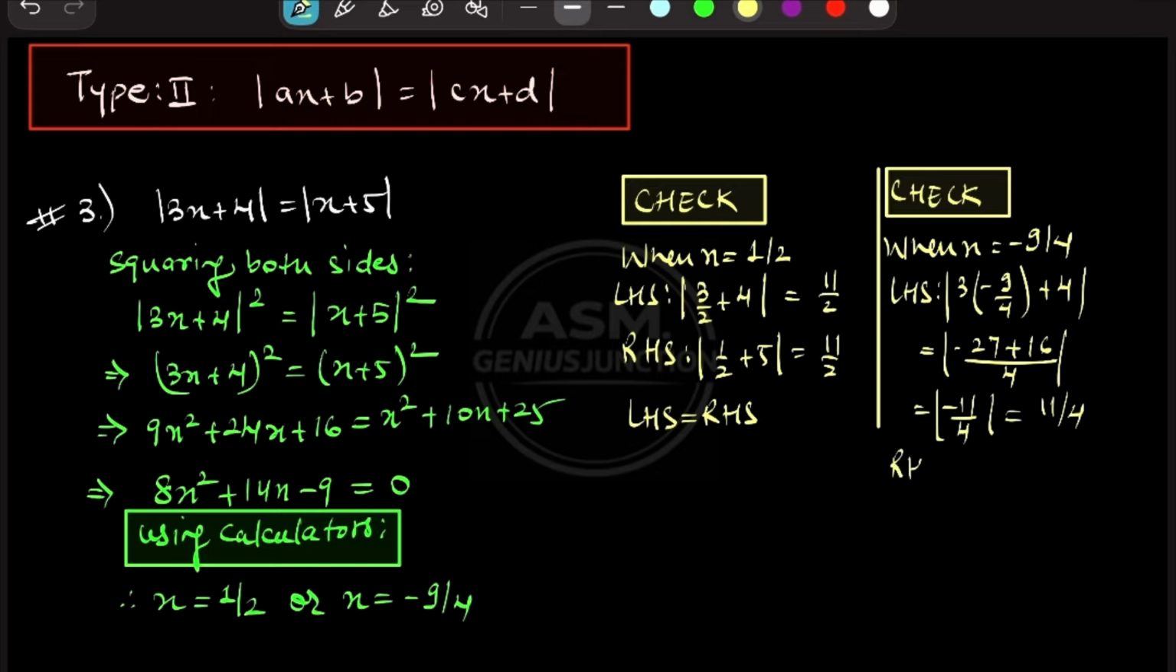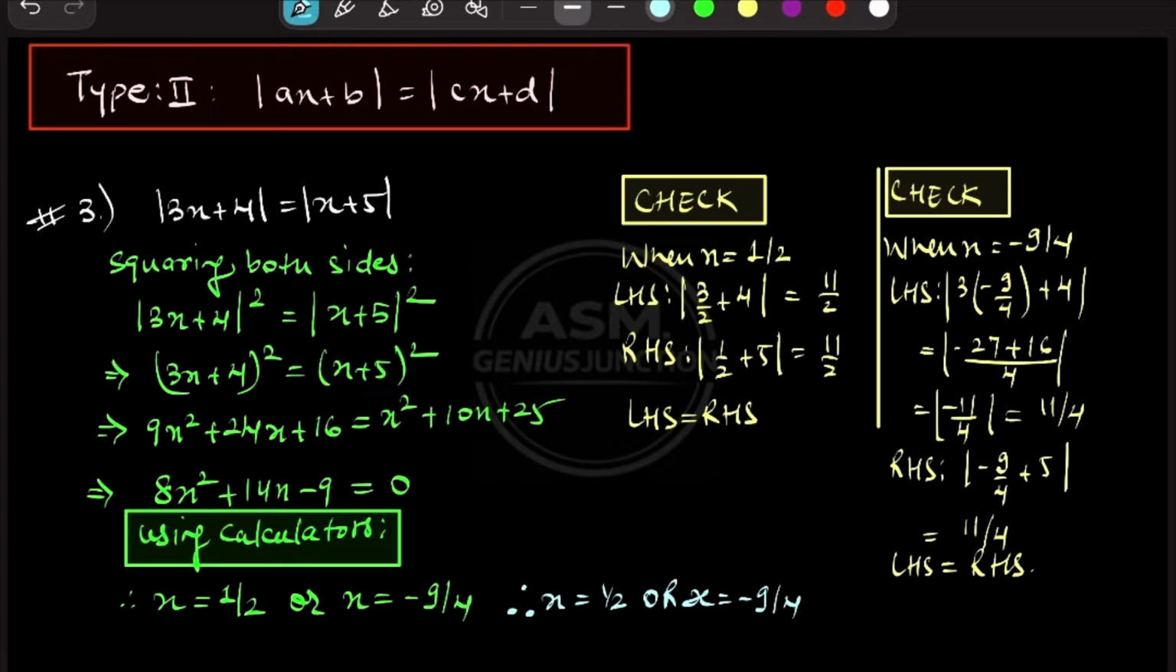Talking about the right hand side, we will have mod of minus 9 by 4 plus 5. This gives us 4 times 5, that is 20. 20 minus 9 gives you 11 by 4. So yes, again LHS is coming equal to RHS. So we can say our final answer is: therefore x is equal to 1 by 2 or x is equal to minus 9 by 4 are solutions for the given question.